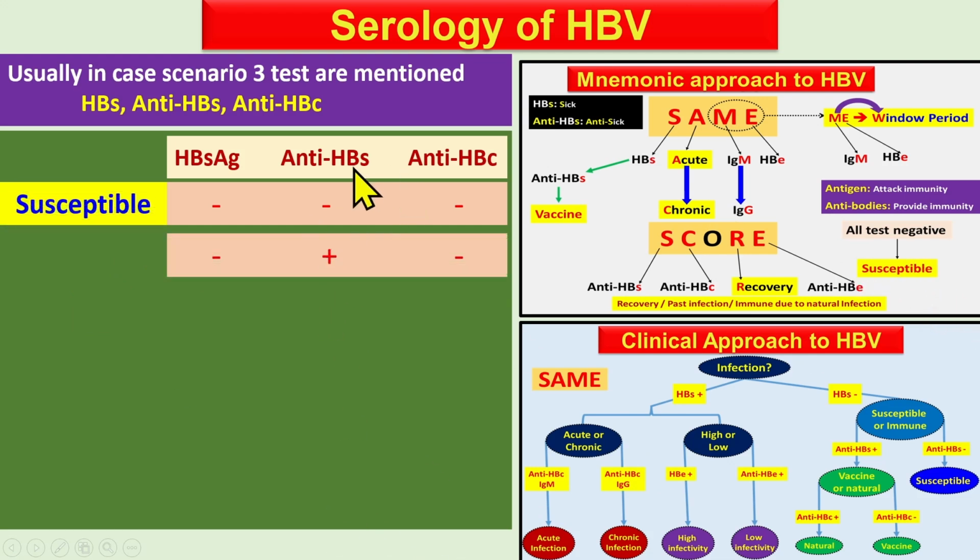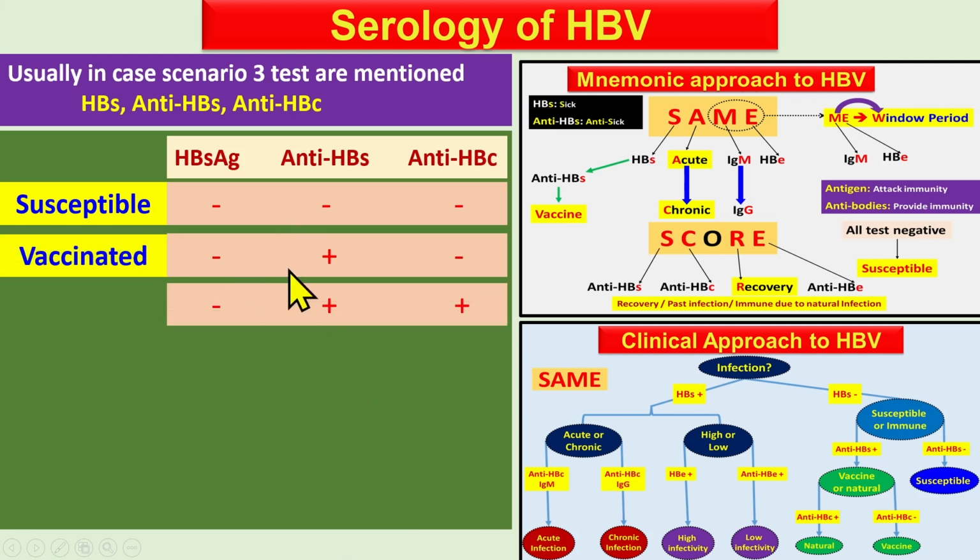Okay, here is the trick. If anti-HBS is positive, what does that mean? Anti-HBS positive alone is the vaccine case. Okay, so he is vaccinated. If anti-HBS is positive and anti-HBC is positive, C and S, SCORE. This is going to be SCORE. So SCORE is the recovery phase, or you can say the post infection.